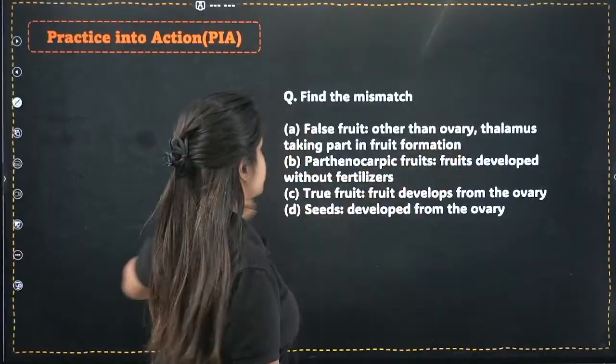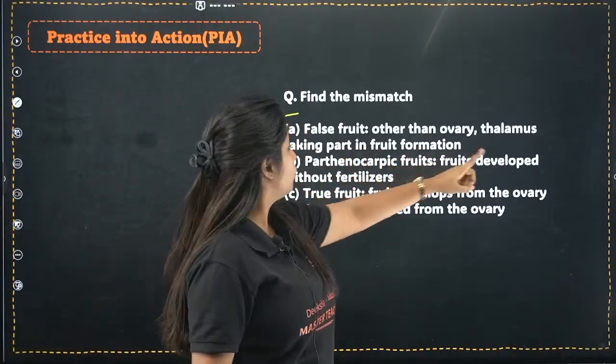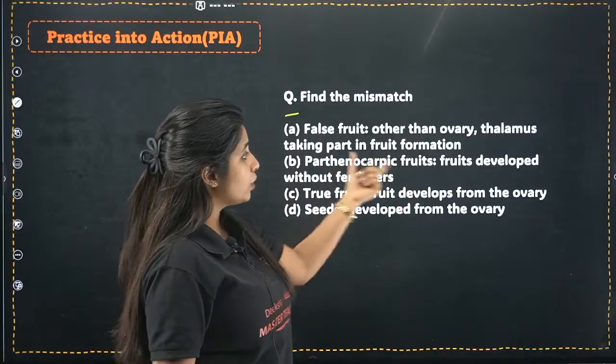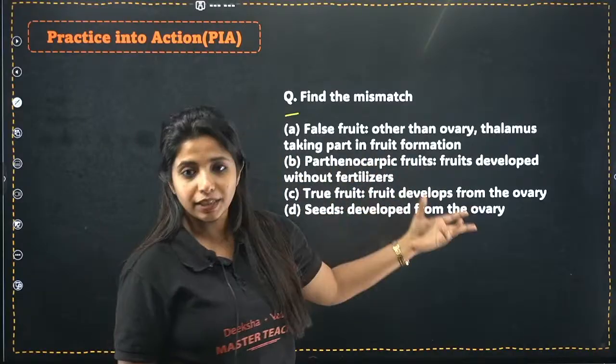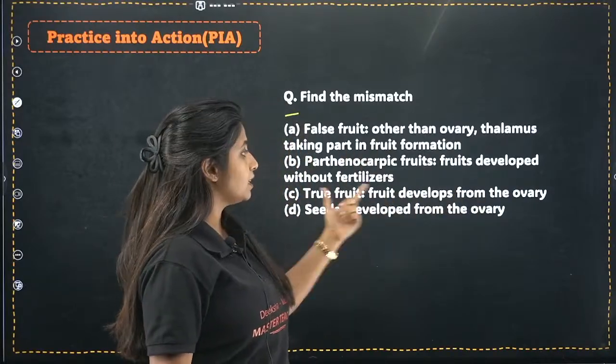Now question, find the mismatch. It goes like this. A, false fruit: other than the ovary, the thalamus takes part in the fruit formation. B, parthenocarpic fruits developed without fertilizers. C, true fruits: fruit developed from the ovary. Seeds developed from the ovary.